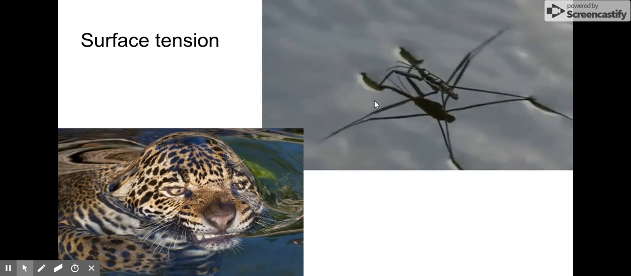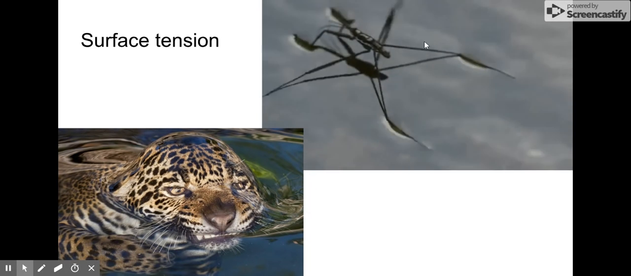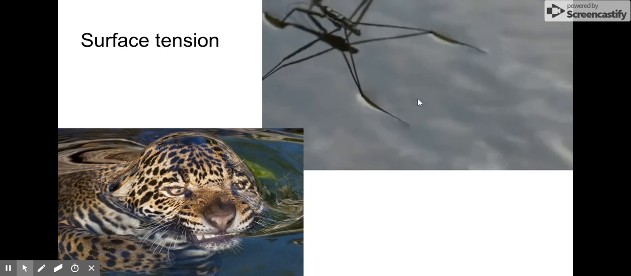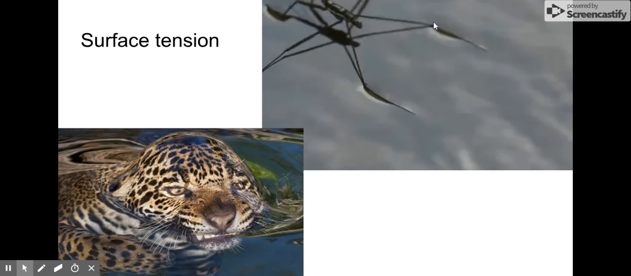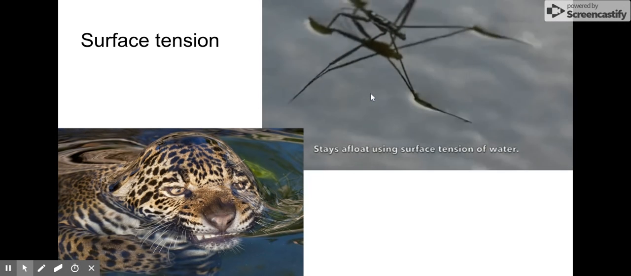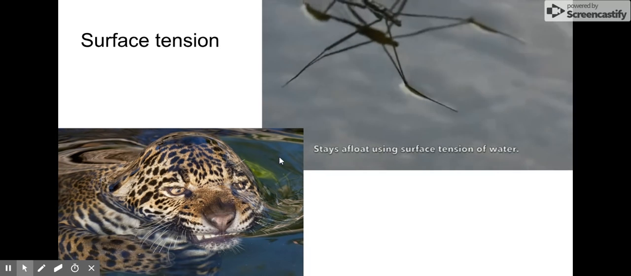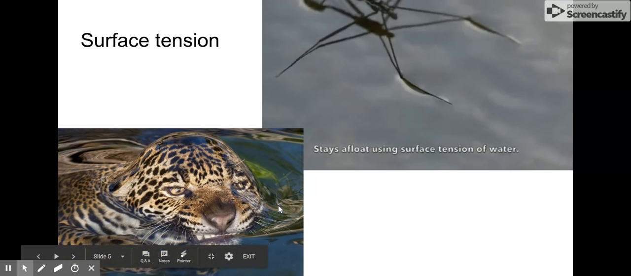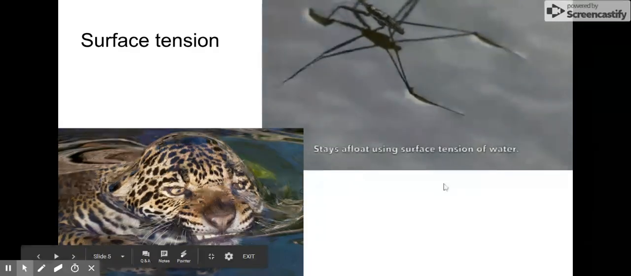environment. There are organisms that take advantage of this, like this little water strider is able to actually stand on top of the water, even though the insect is more dense than the water. It is distributing its weight evenly across the surface of the water, and so it can stay on top of it using surface tension. This is a really super cool picture of a big cat, and you can see how the surface tension is making it so that the water forms a skin over the top of the cat's head.